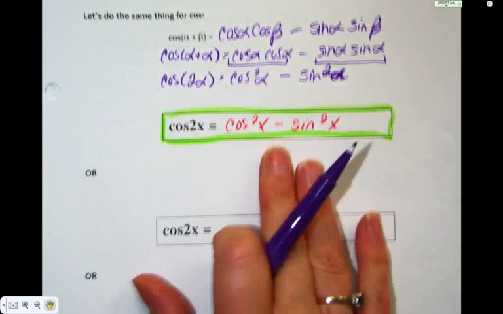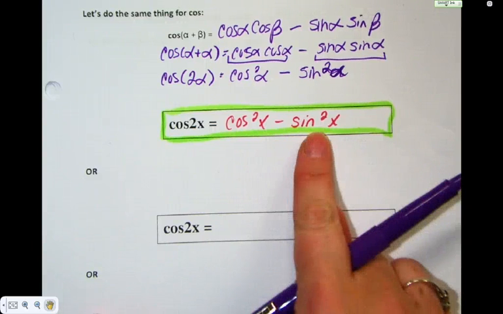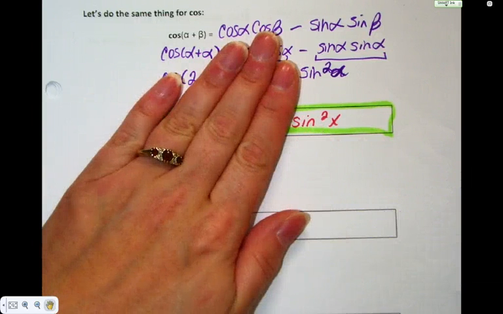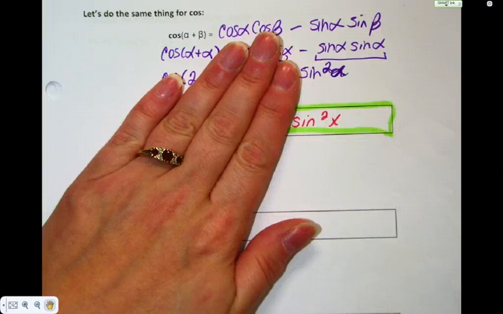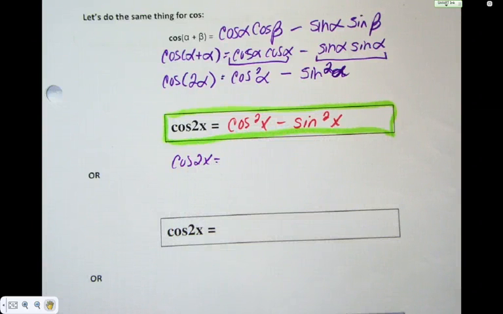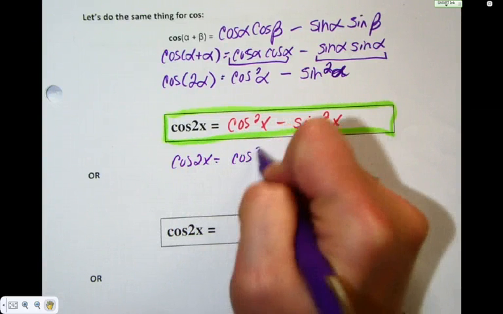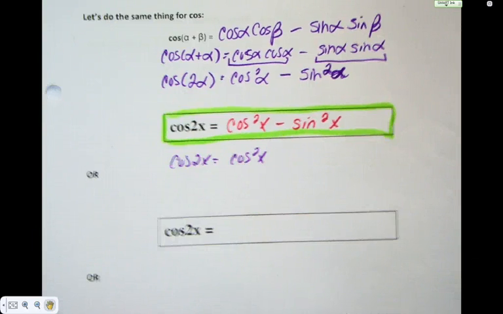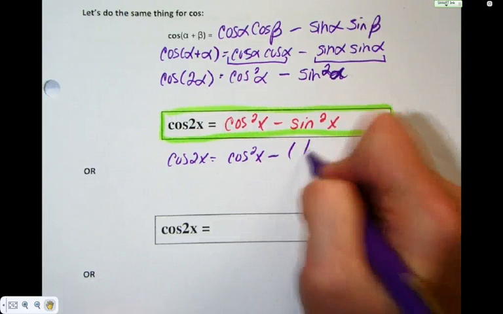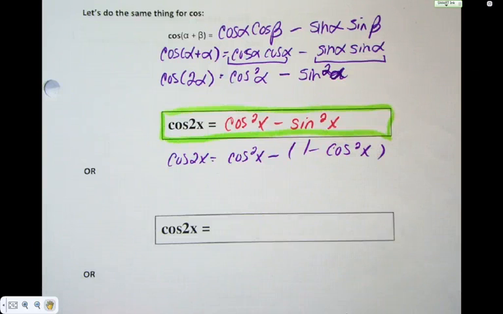Well, I can't simplify this, but we can play around with it. Let's imagine I want to get this sine squared out of here. I don't like sine. What can I do with just a sine squared? Is there an identity I can change it for that has cos in it? 1 minus cos squared. So I'm going to leave the left-hand side, leave the first term of cos squared, leave our minus sign. And then in brackets, I'm just going to swap in that sine squared we know is 1 minus cos squared.